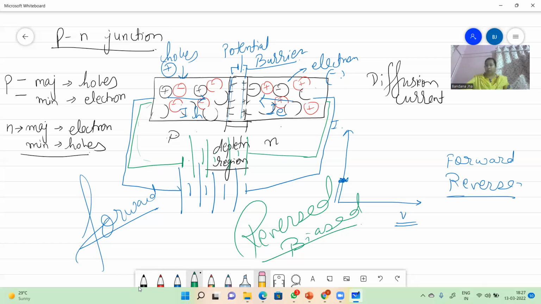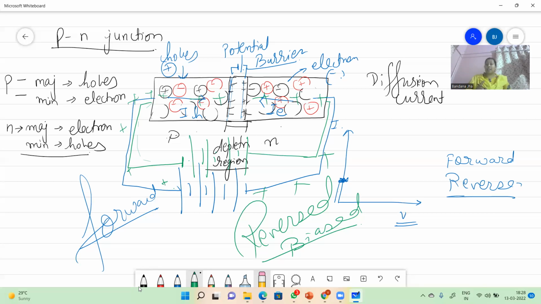current will be milliampere. But in case of forward biasing, the flow of protons, we are pushing the protons, so a lot of current is flowing in forward biasing.